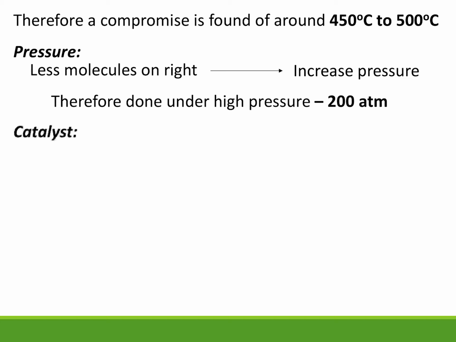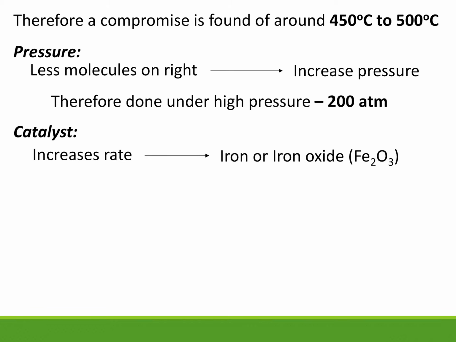Also with the Haber process, and we haven't talked about this very often with this particular reaction, we use a catalyst. Please, you need to know this catalyst. Why do we use a catalyst? Because it increases the rate, and we either use iron or iron oxide, Fe2O3. Okay? The next one we're going to look at is the contact process.